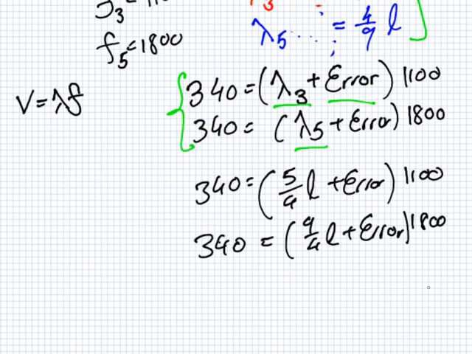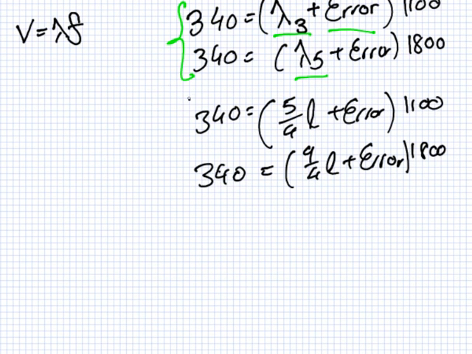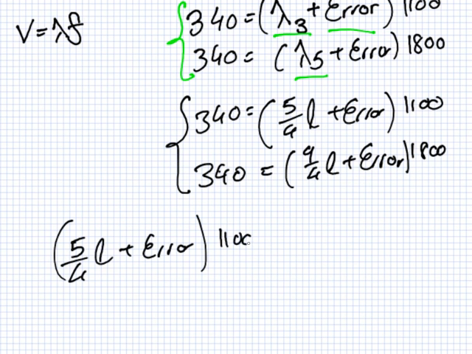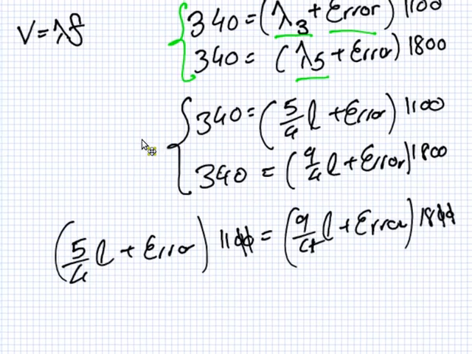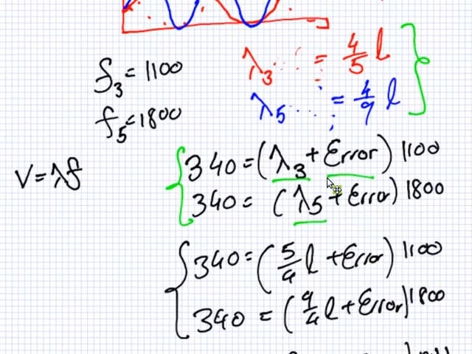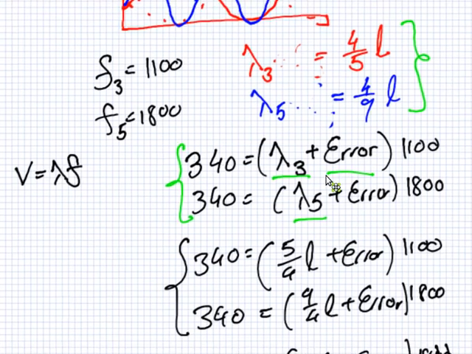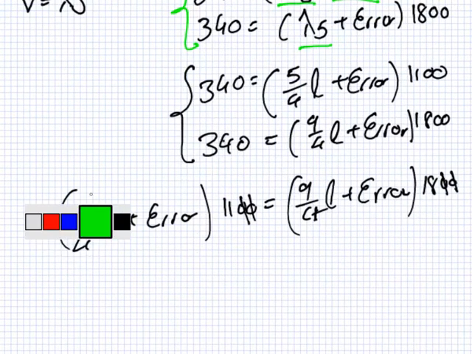Can this be solved? Yes, this can be solved. What's the easiest way to solve this? Yeah, they're both equal to 340. So you can get 5 quarters L plus the error times 1100 equals 9 quarters L plus the error times 1800. Okay, so I'll cancel those zeros there. 5/4. Should be 5/4, isn't it? Oh, it's not. Thank you, Sophie. I have it upside down. It should be 4 over 5 and 4 over 9. These are upside down.